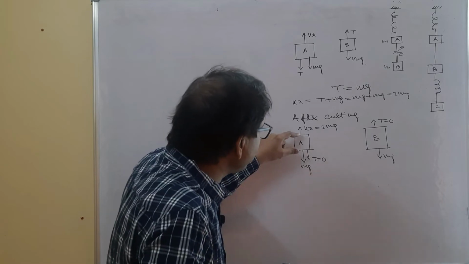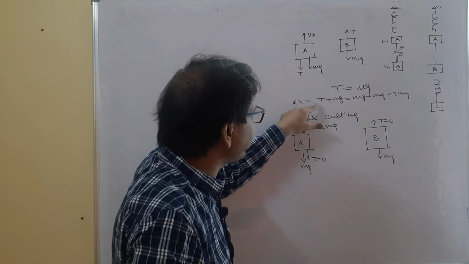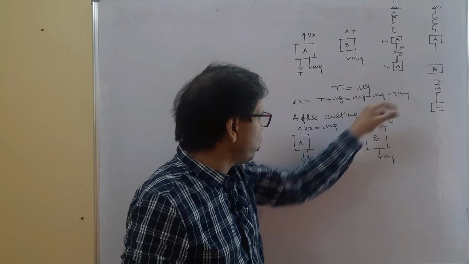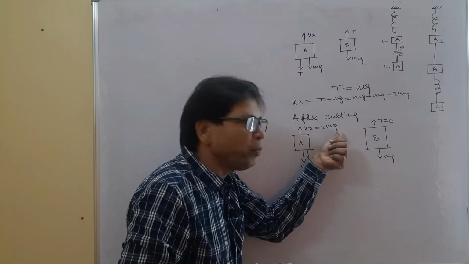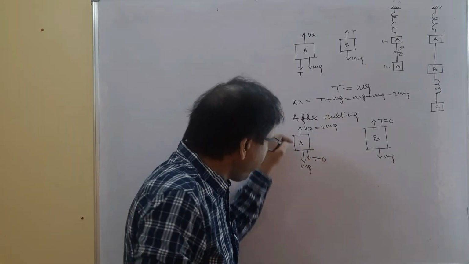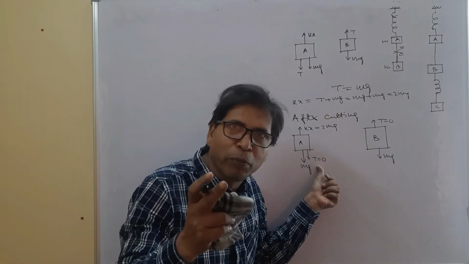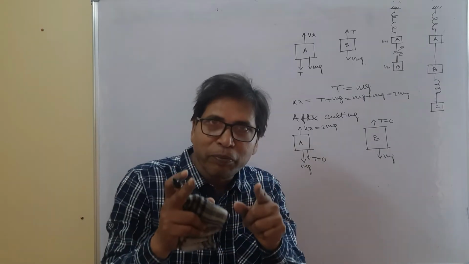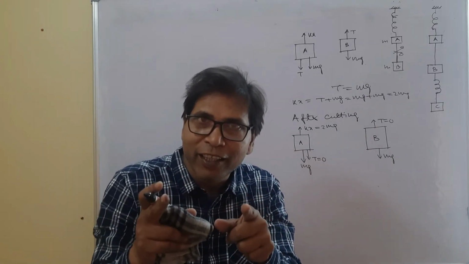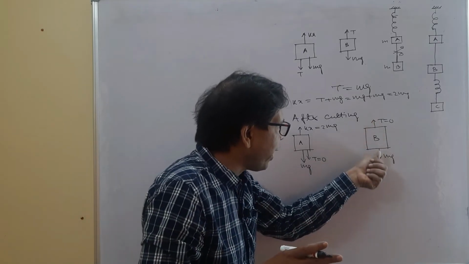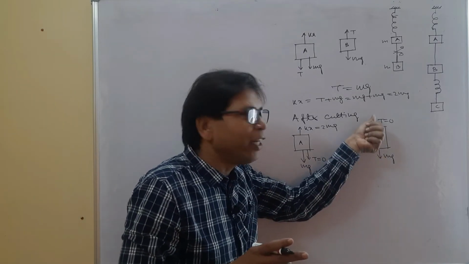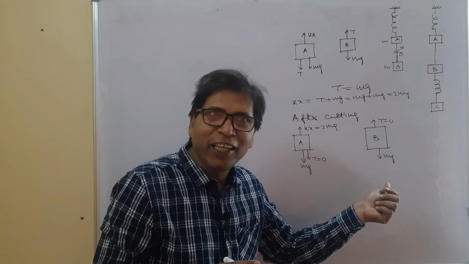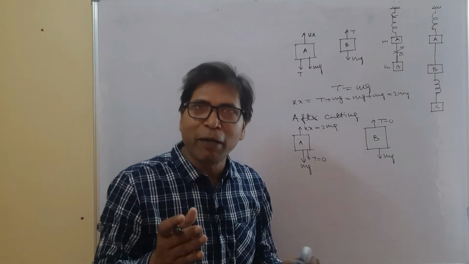Okay, the spring force kx equals T plus mg, equal to mg plus mg, equals 2mg. So the spring force 2mg acts vertically upward, mg downward, and tension T is 0 because the string is cut. Now the force acting on B is mg, and T becomes 0 because the string is cut. So you can easily calculate acceleration of A and B.